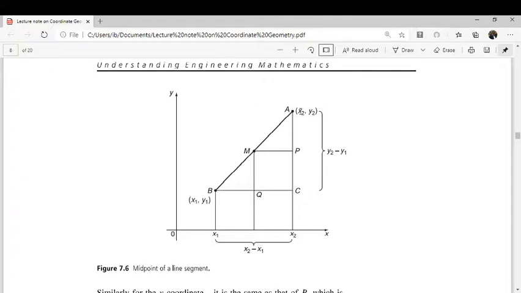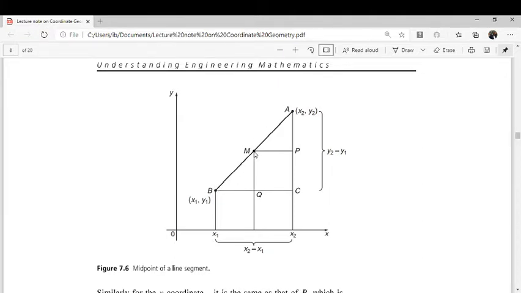I know the coordinates of my A, x2, y2. But I want to know the coordinate. What would be my M? So it's just a midpoint. When you say midpoint, it means this M is dividing A and dividing this line.